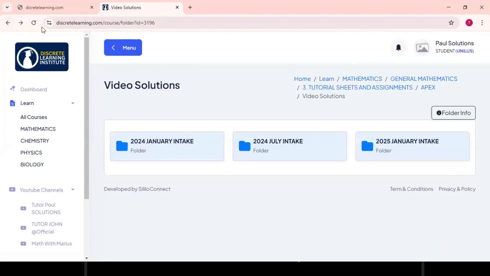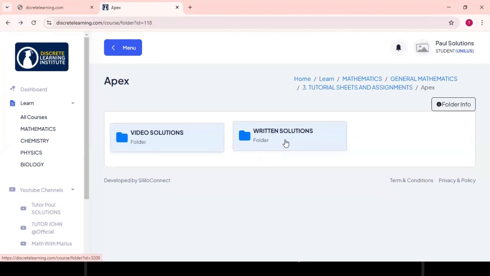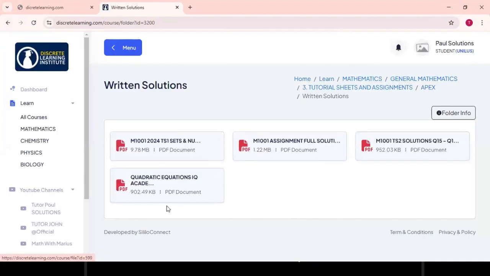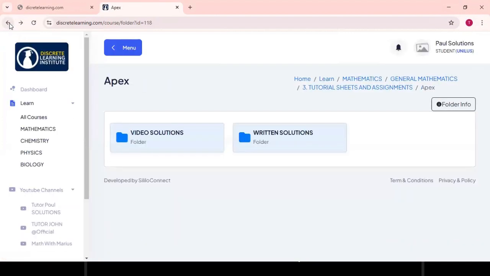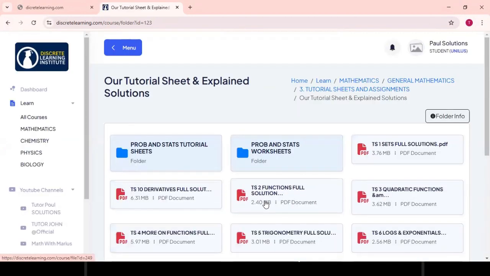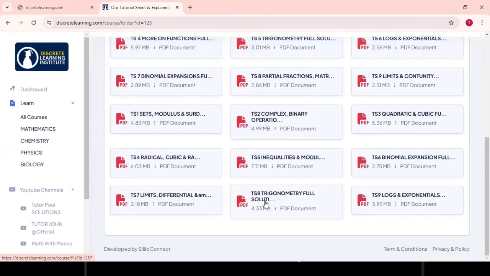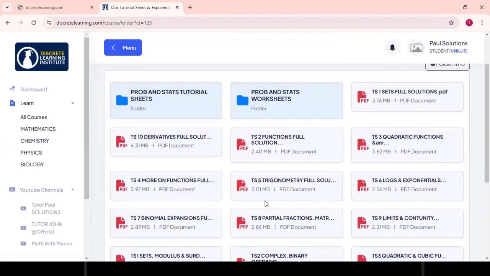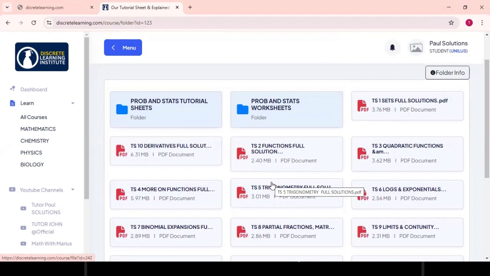And then what else? You can also check out the written solutions here. You're going to find some of the written solutions that we upload there. All right, so if you do not see your university here, you can go in this folder where we wrote our tutorial sheet and explained solutions. You open this folder, and you're going to find a lot of tutorial sheets based on all the math topics that you can have. These tutorial sheets here have solutions.